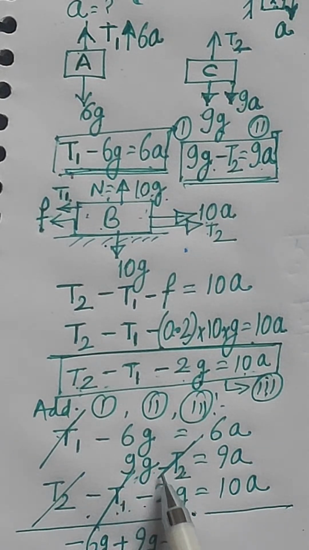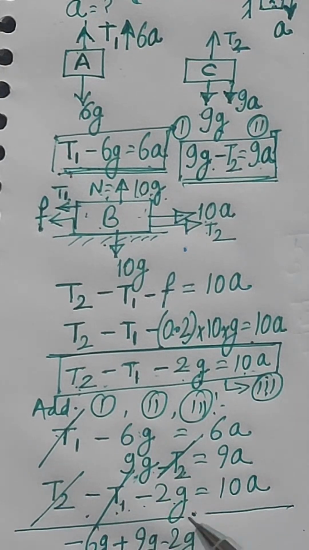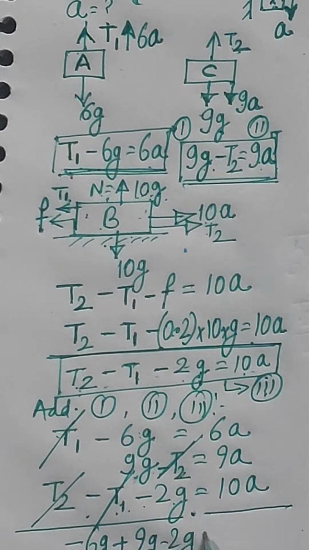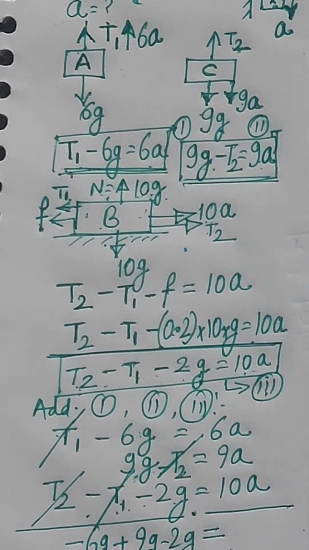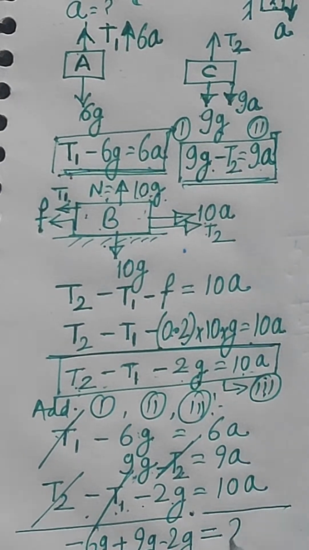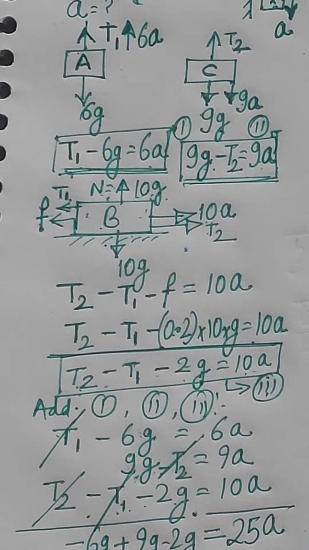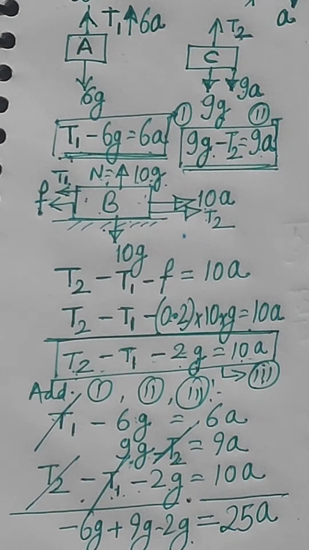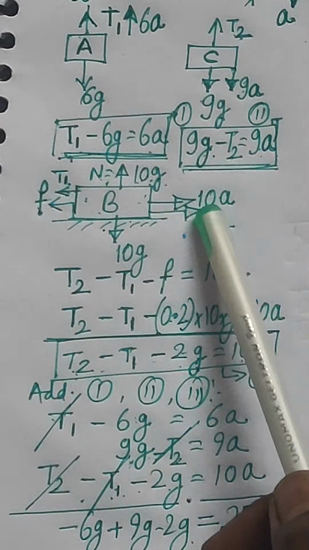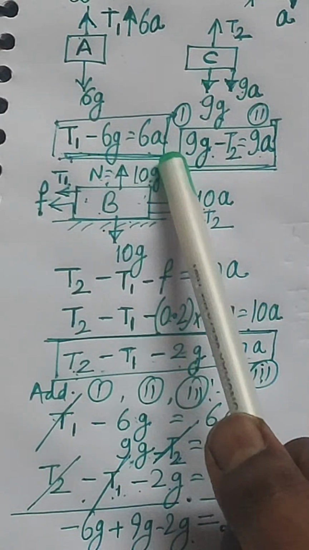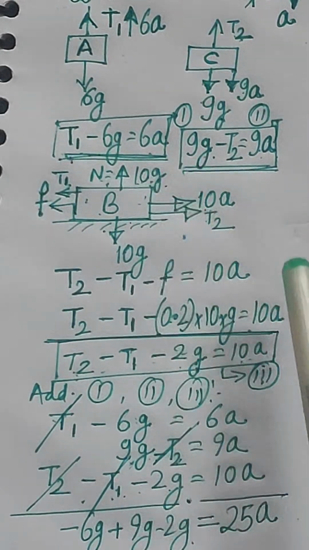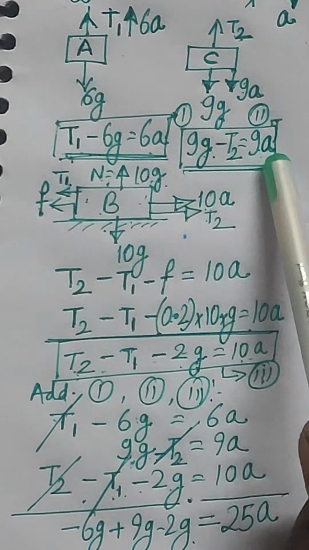9g minus 6g is 3g, 3g minus 2g is g. And on the RHS, we have 25a. So you can see over here, T1 minus 6g equal to 6a was equation number 1, and equation number 2 was 9g minus T2 equal to 9a.